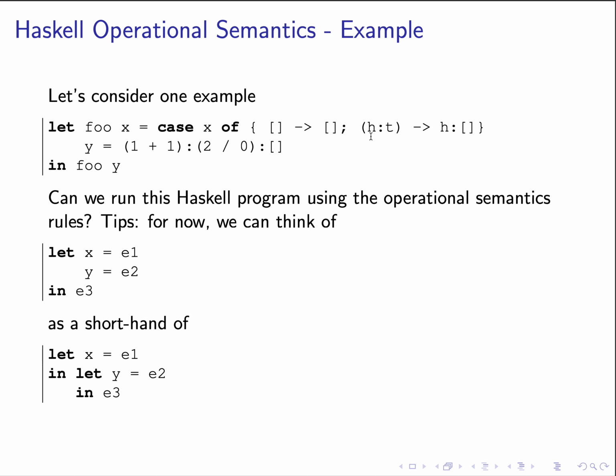an empty list. And then we define another let binding variable y equals to a list starting off with 1 plus 1 cons 2 divided by 0 cons empty list. And then finally in the in part we apply foo to y. So notice that in the rules that we learned early on, we don't have a rule for let with multiple declarations. So for now we can treat this kind of multiple let binding as a shorthand, where the secondary binding is pushed into a nested let and in expression.